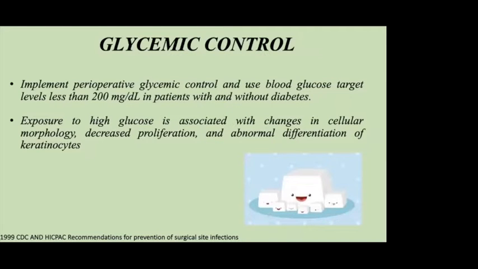Next, glycemic control. Remember, in our index case, our patient actually has GDM in which the control is unknown. So why is glycemic control important? Impaired wound healing is a frequent and severe problem in patients with uncontrolled glycemic levels, yet little is actually known about the underlying pathomechanisms. A study showed that exposure to high glucose level is associated with changes in cellular morphology, wherein there is decreased proliferation and abnormal differentiation of keratinocytes. This reveals a mechanism by which hyperglycemia affects wound healing.